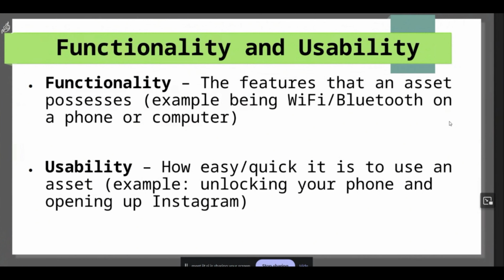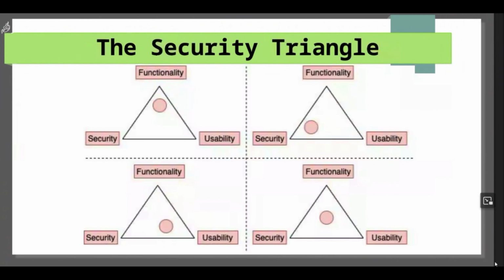So, for example, the features that something has, in this digital sense, would be Wi-Fi or Bluetooth connectivity, the actual things you're using. It enables it to more fluidly move through the world. Unlocking your phone and opening Instagram would be usability. The more steps you add to get to Instagram, the less usable it is. And so let's go ahead and hit next.